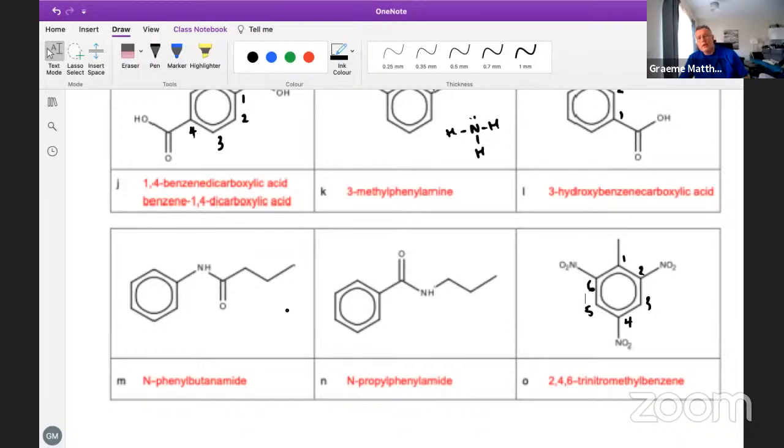Okay, so next week, same time, we'll do reactions next week. We'll look at Friedel-Crafts acylation reactions with acid chlorides and with acid anhydrides.